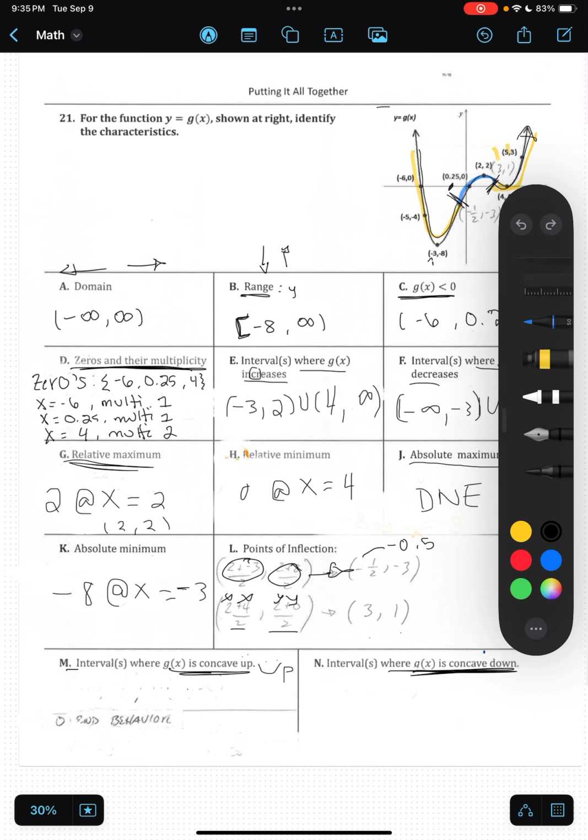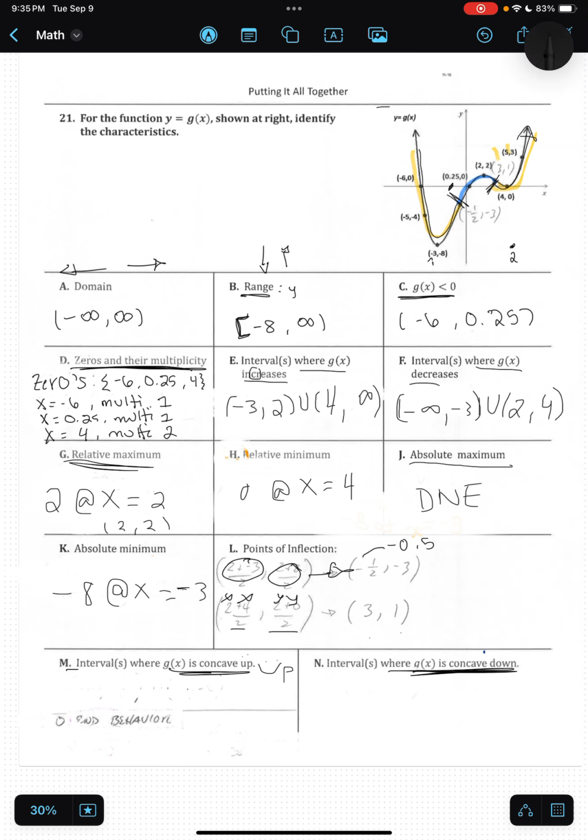But as for our concave up, we know it's from -infinity, parenthesis, to -1/2. I'm gonna put a parenthesis. It's fine. And then it begins again at 3 to +infinity. And now where it's concave down, we know it's gonna be from -1/2 to 3.